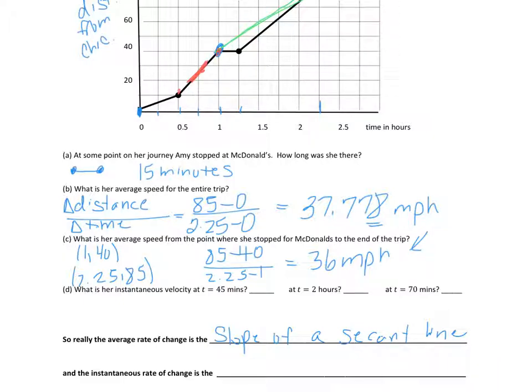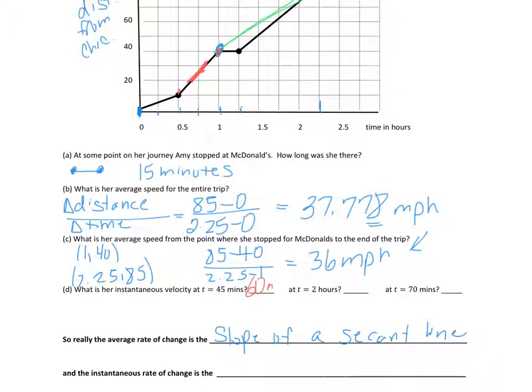And you could find that. So it looks like you're finding the slope of a secant line, but you can almost do it like this. You have a change of, what is that, 10, 20, 30, right? So that's 30 miles in half an hour. So wouldn't that be 60 miles per hour?